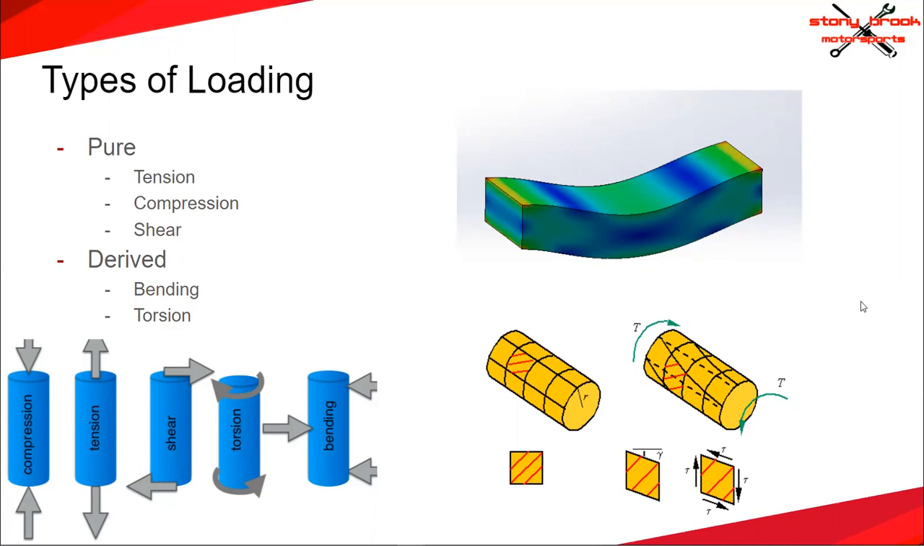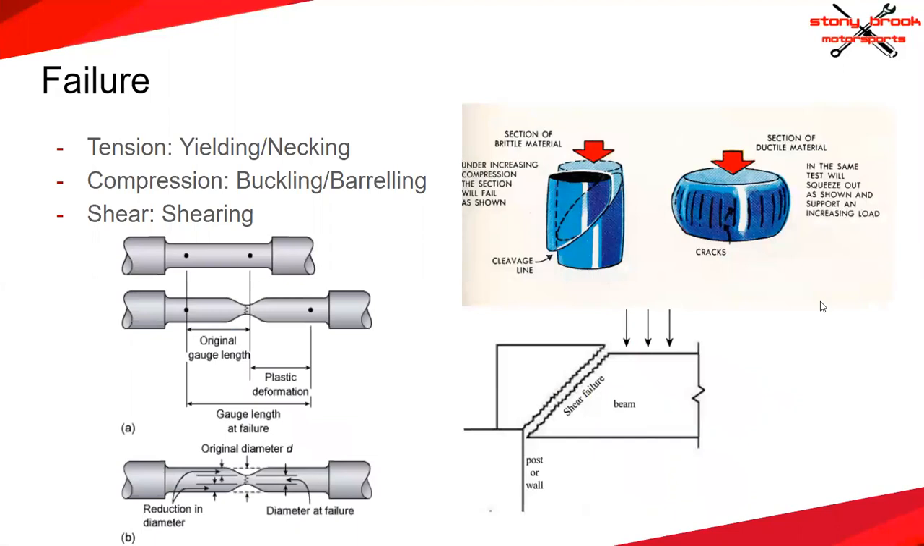All right, so in terms of how things fail under these loading methods, under tension, things will yield or they'll experience what's called necking. In this diagram, you can see that as the thing stretches, the cross section thins out. You can see this with rubber bands as you stretch them out: after a while, the center starts to thin out and then it'll break there. That's necking.